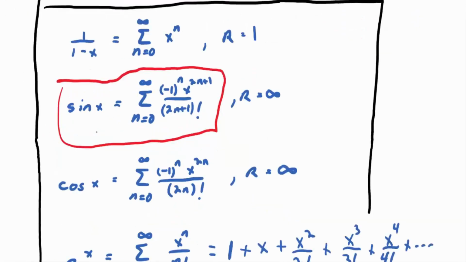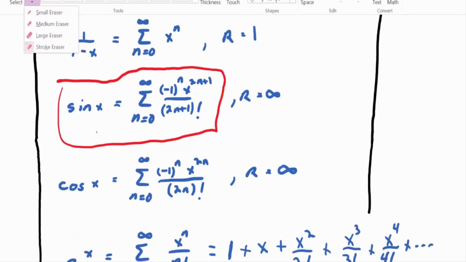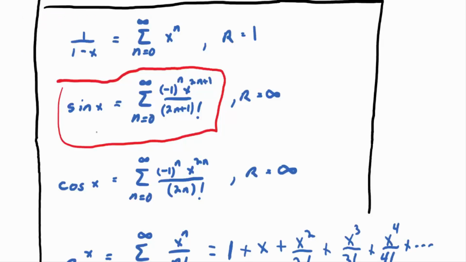It's very important you can write these out longhand. It will be very helpful to do that. So let's write a couple of these out longhand. Make sure you know how to do it. So what would this guy look like if you write it out longhand? It's the sum n equals 0 to infinity, -1 to the n, x to the 2n plus 1, divided by 2n plus 1 factorial.